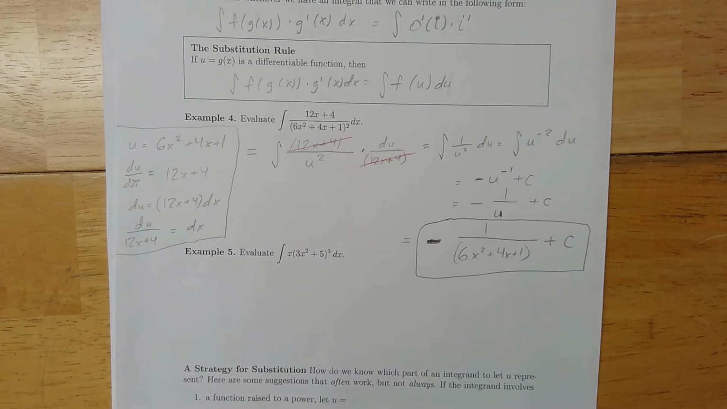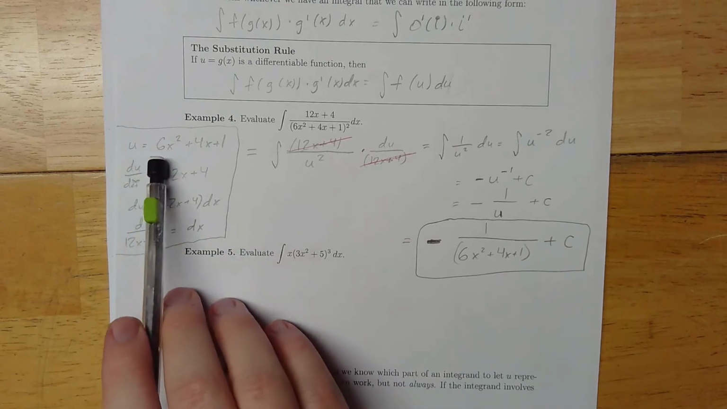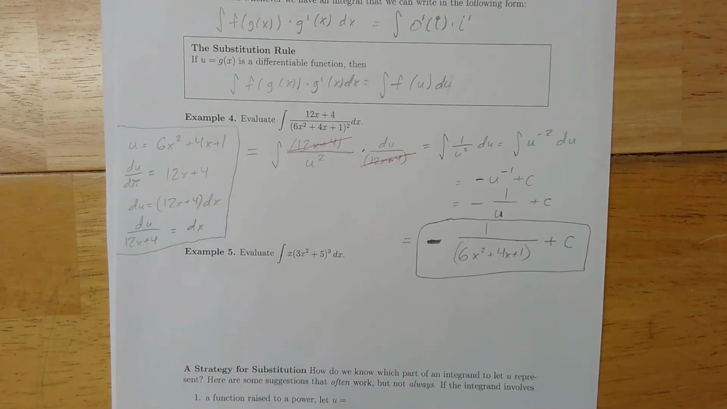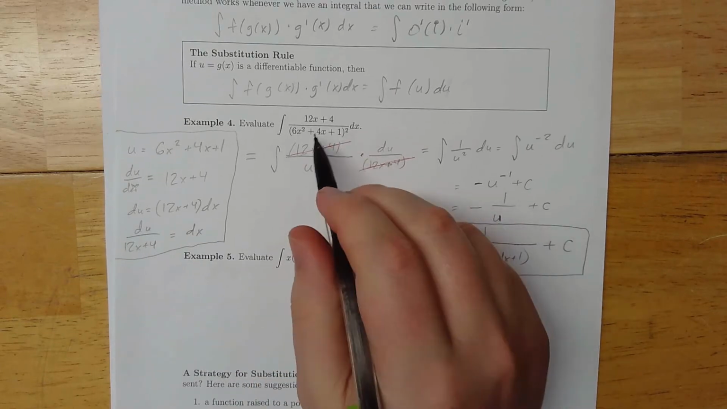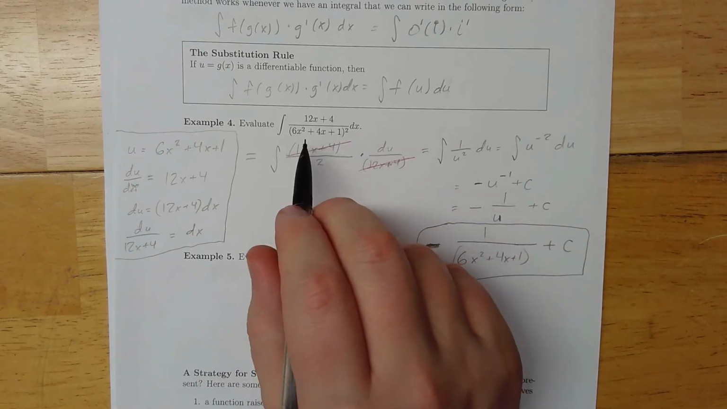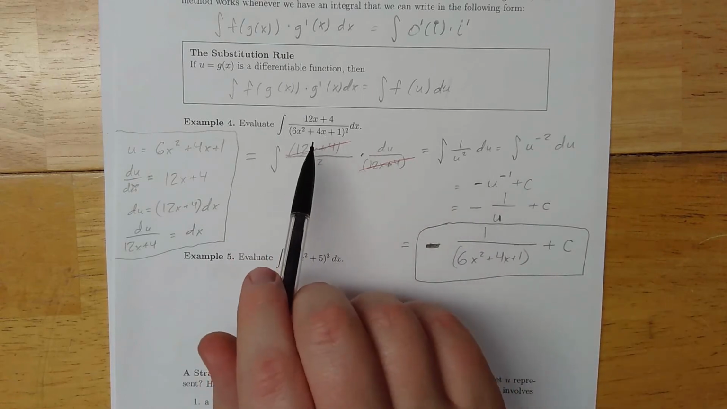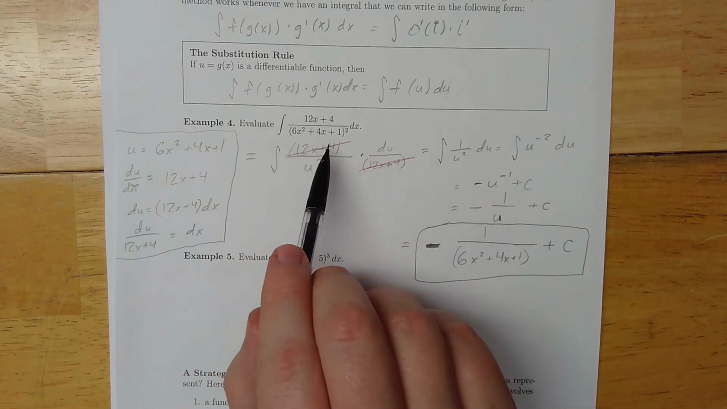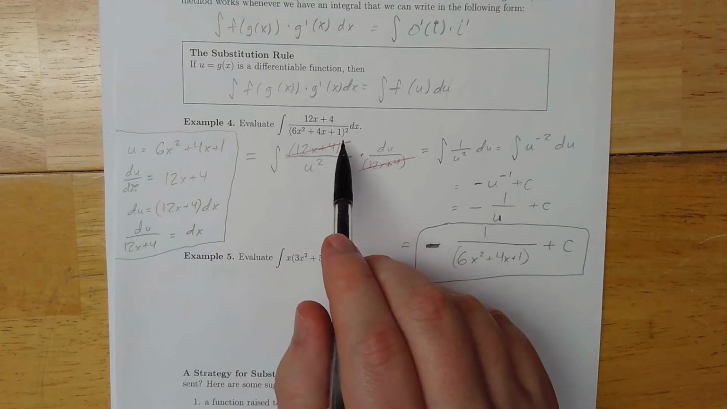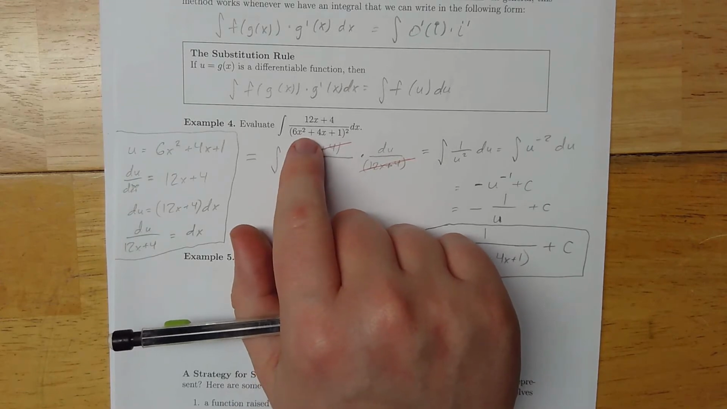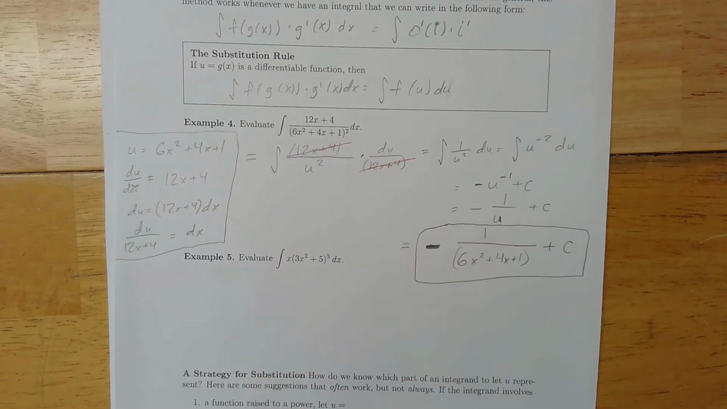Now, you might be sitting at home wondering, how did I pick 6x squared plus 4x plus 1? Well, the reason I picked 6x squared plus 4x plus 1 is when I take a look at this function that I want the antiderivative of, the most complicated thing here is having some function being squared. I don't know how I would cancel this otherwise, and so that was a clue to me that this would be where I want to start and focus on.